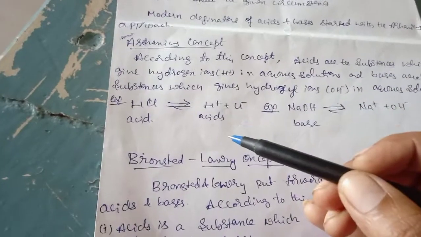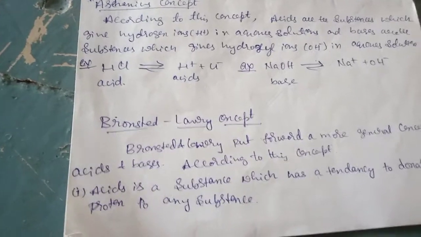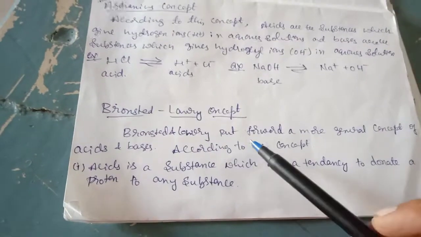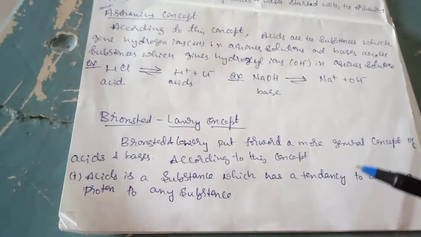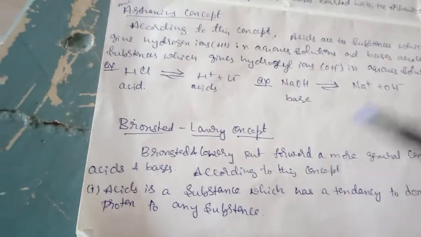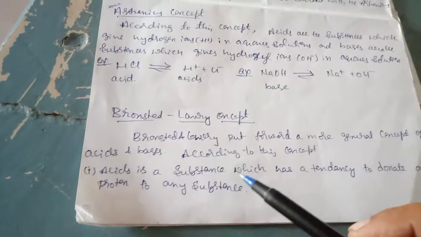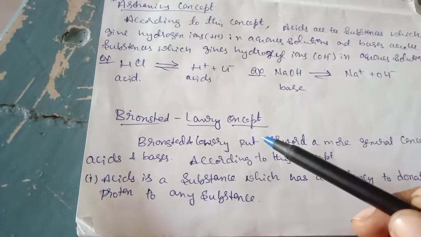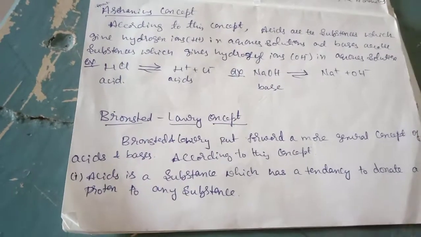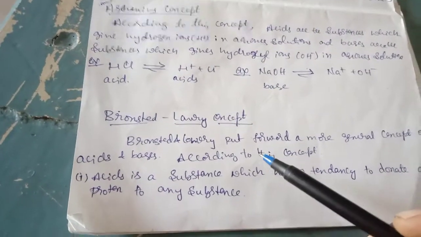So after the Arrhenius concept, one more scientist came. That one is the Bronsted-Lowry concept. This is the second concept. Bronsted-Lowry put forward a more general concept of acids and bases. Remember, according to the Bronsted and Lowry concept, an acid is a substance which has tendency to donate a proton to any substance. I am repeating again.